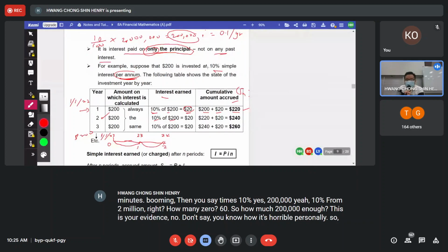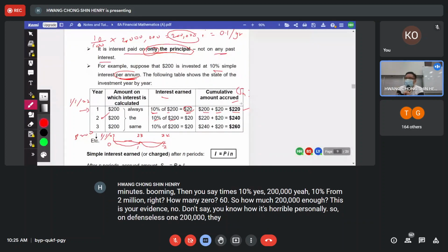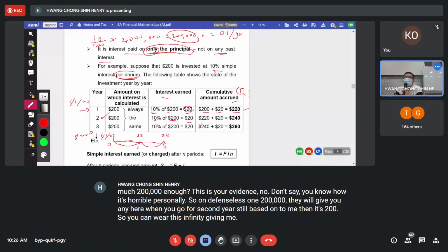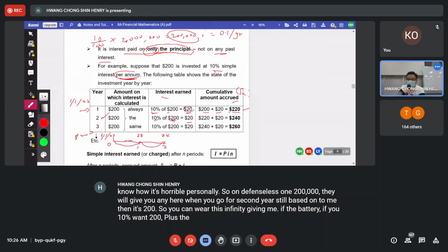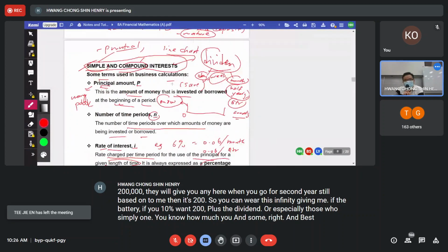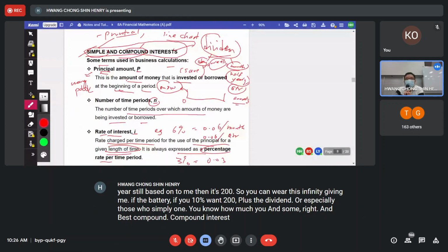So the bank is so smart. Of the 200,000, they won't give you any further dividend. When you go for the second year, it's still based on the 2 million, based on the 200. So you get back the same 20 ringgit. If the bank gave you 10% on 200 plus the dividend, especially for those who save big, you know how much they would have to give you? That's called compound interest. Later we learn that. That means you earn more money.